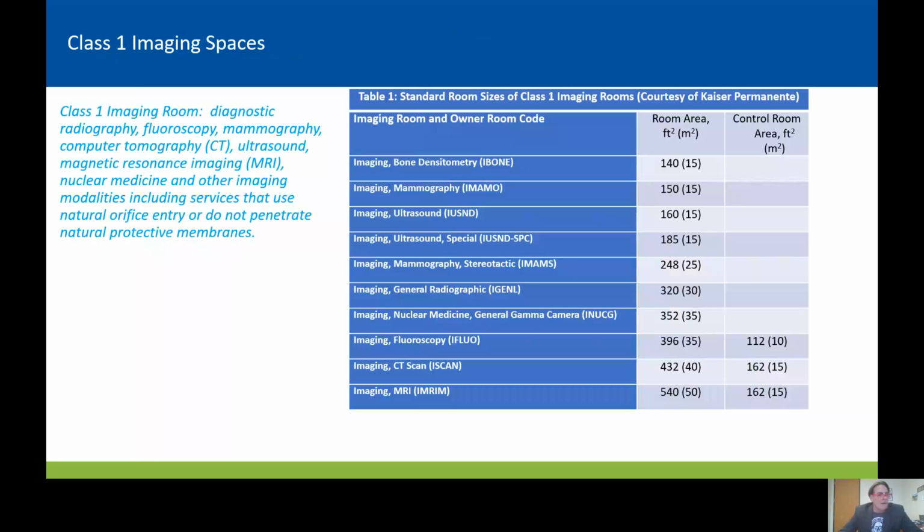Okay. And here's the big problem and crux of this. There are a bunch of spaces that fall into the category of class 1 imaging. And here's a list of them. I happen to work for a healthcare owner, so we have templates for each one of these rooms, and they range from 140 square feet up to 540 square feet. And there's no standard ceiling height. Some of the MRI rooms and CT rooms do have high ceilings, which means that the volume can vary quite a bit for each room.